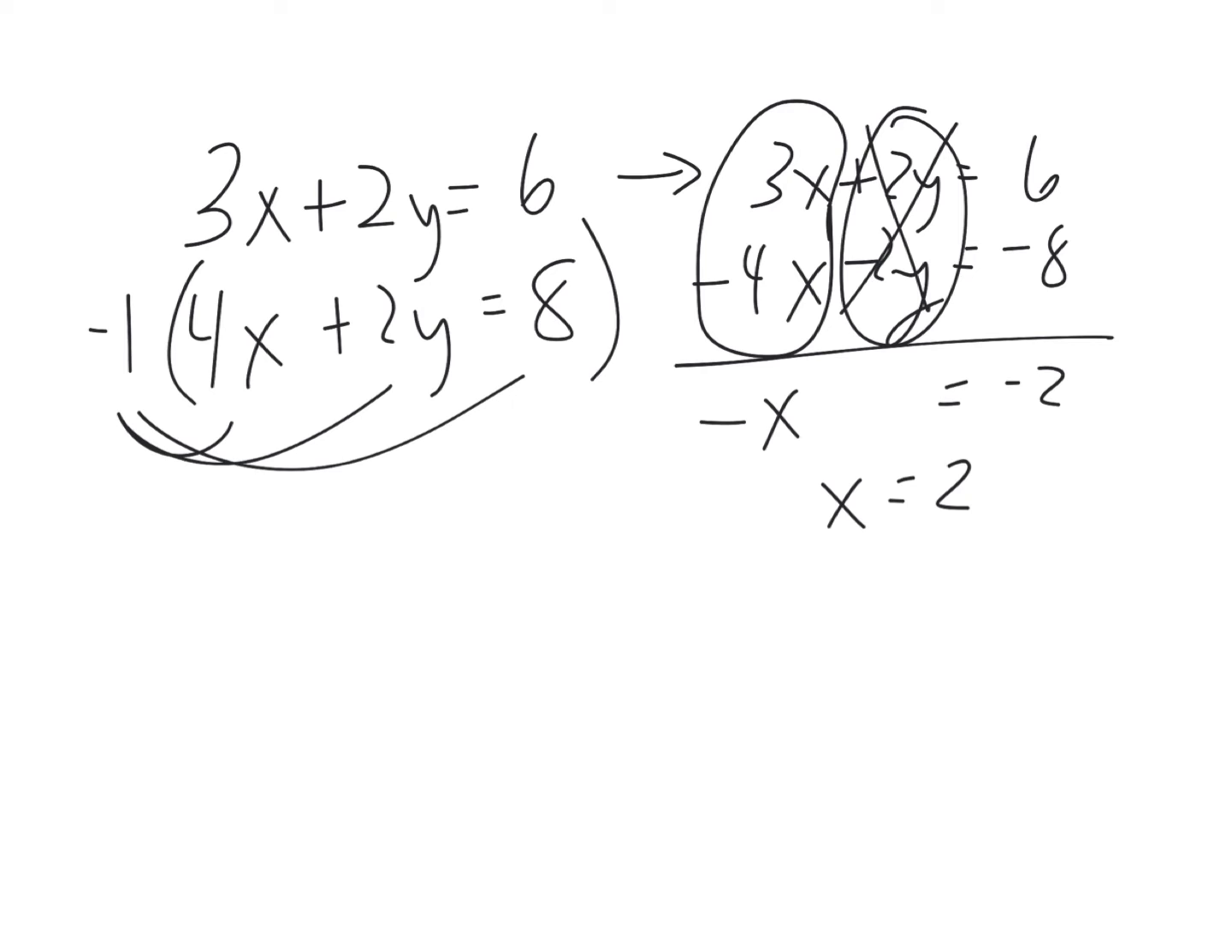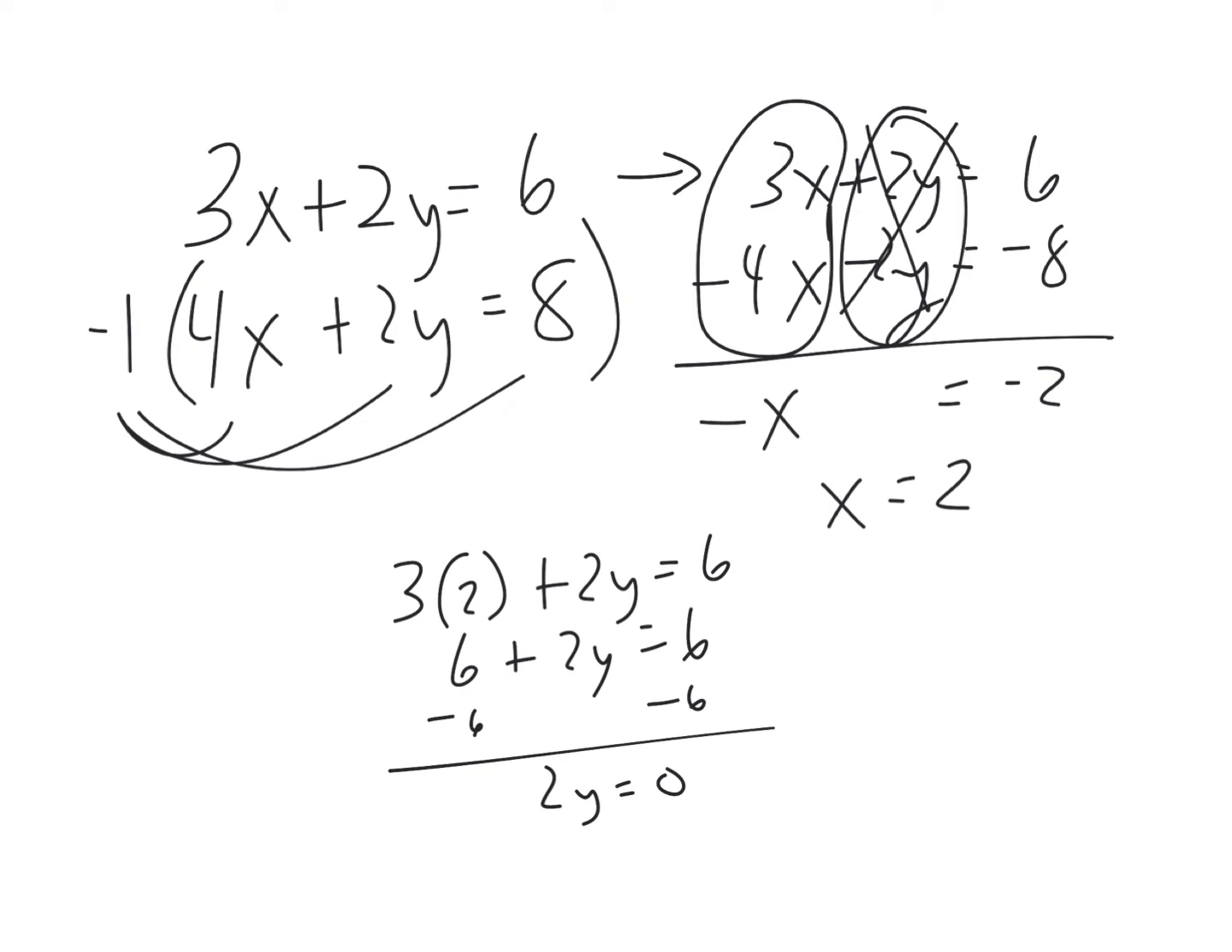But either way, if I plug that 2 in here, plus 2y equals 6, so 6 plus 2y equals 6, and minus 6, I get 0. So I get 0, okay? Now, oops, I wrote it backwards, didn't I? I wrote it backwards, okay? So when they're the same, you multiply by -1.